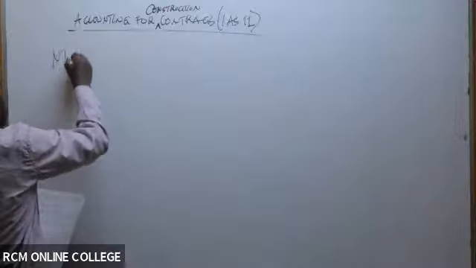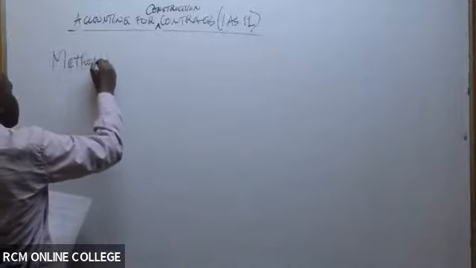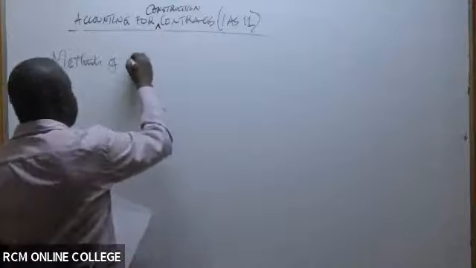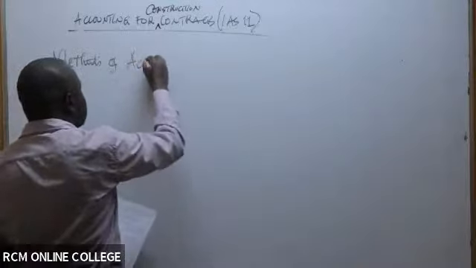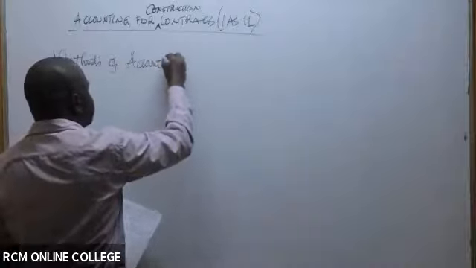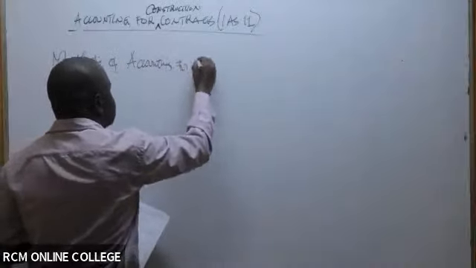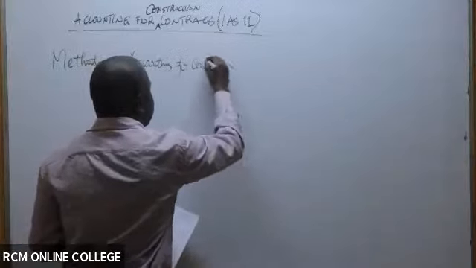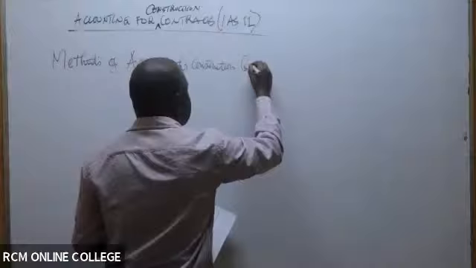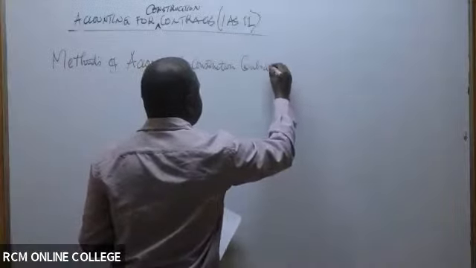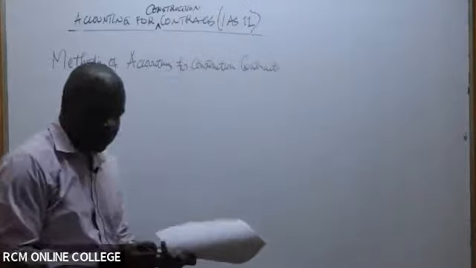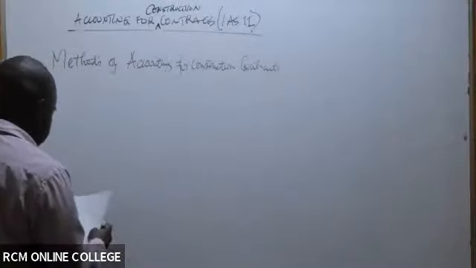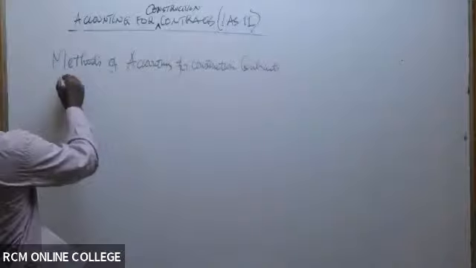So, methods of accounting for construction contracts. So method number one, we've been able to say the completed contract method.